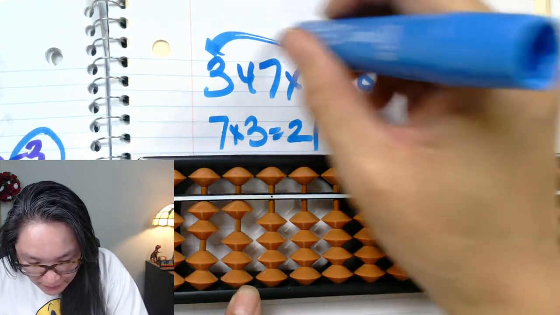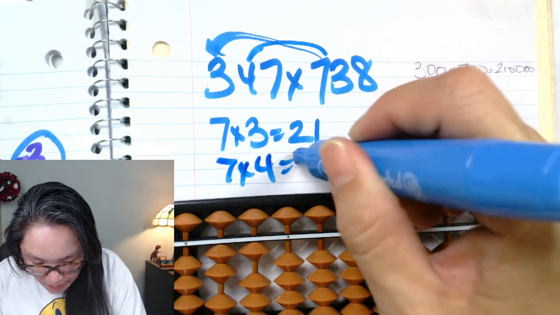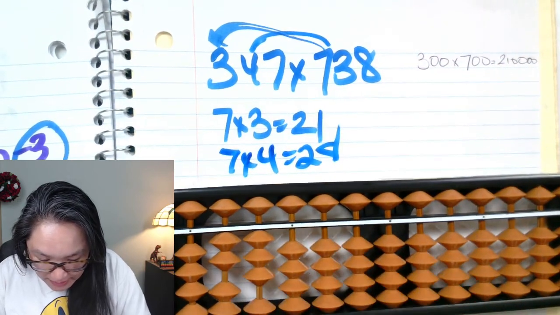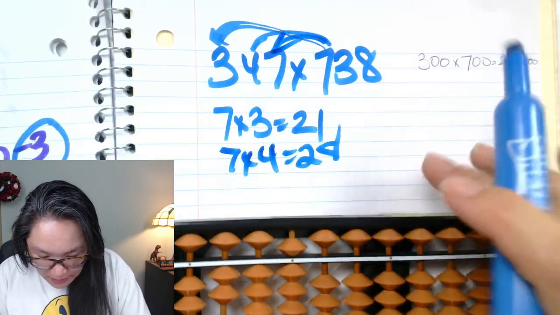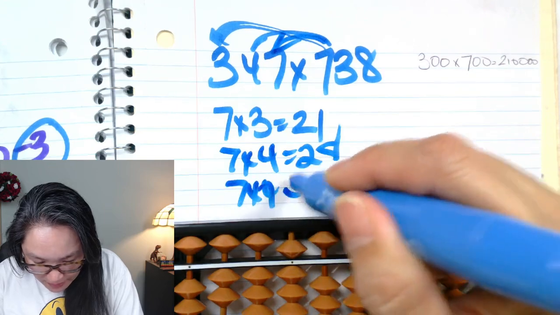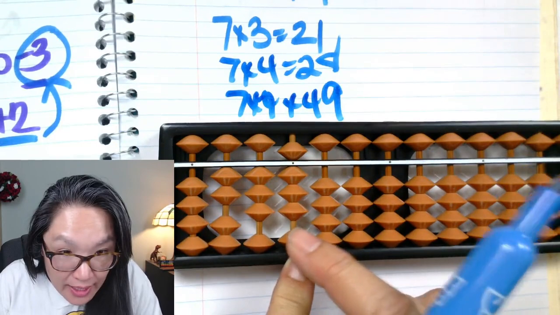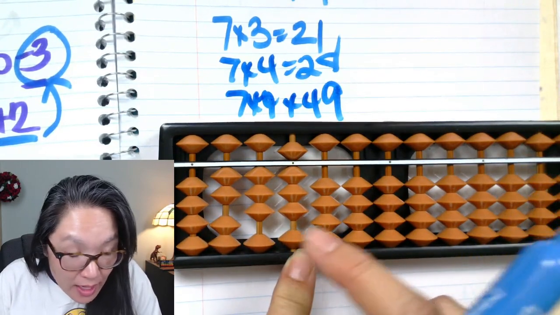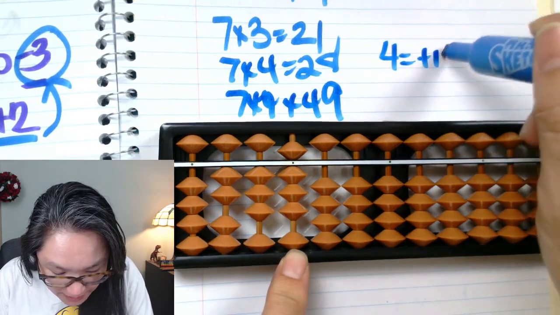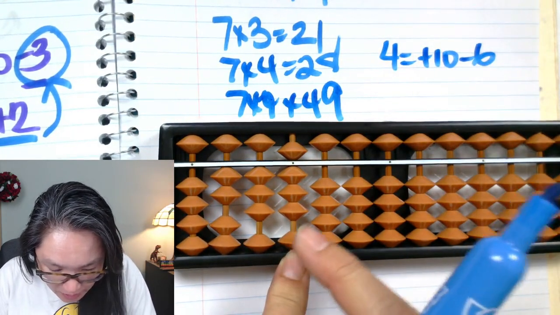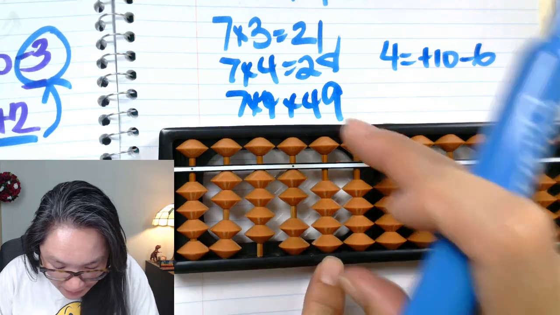I do 7 times 4, which is equal to 28. I add 20, I add 8. And then 7 times 7 is equal to 49. I add my 4, and I add my 9. I cannot add the 4 directly, so plus 4 is equal to plus 10 minus 6. So I plus the 10 and I take away the 6. And then I add my 9.